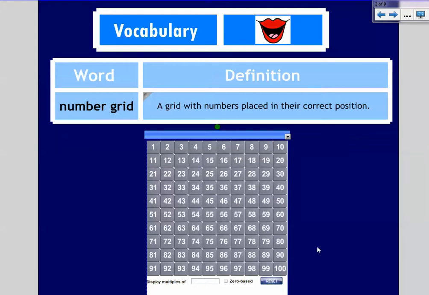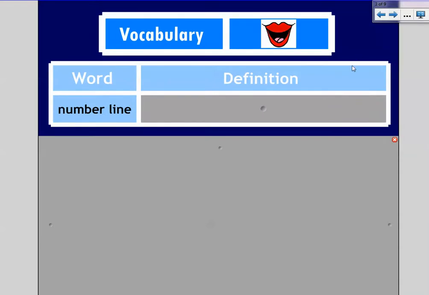Tomorrow in class, we'll take a closer look at a number grid and we'll practice using it to help us with our counting and our problem solving. Let's take a look at another tool we'll be using in math to help us with our counting and problem solving. The next tool we're going to be looking at is called a number line. A number line is a line with numbers placed in their correct position. Let's take a look.